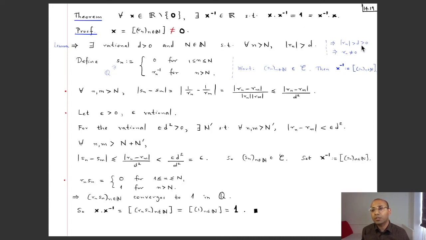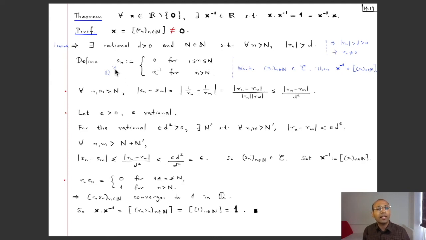And this d is positive, so we immediately know that then Rn can't be 0. Now let us define Sn to be equal to Rn inverse for n bigger than capital N, because there Rn is not equal to 0, so Rn inverse exists as a rational number. And for little n in between 1 and capital N, you can define it what you like. So let's, for concreteness, suppose that this Sn is equal to 0 for all these n's.